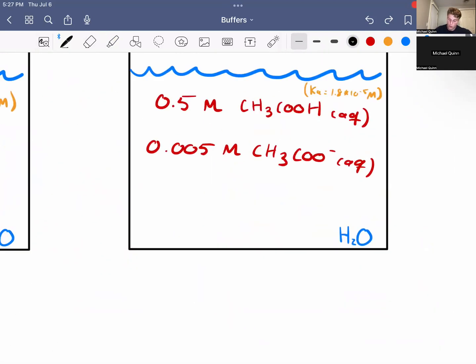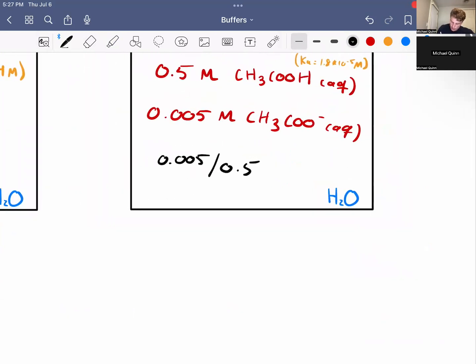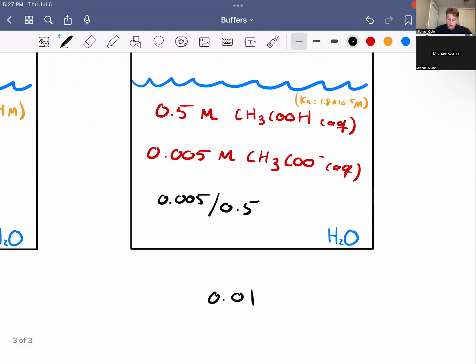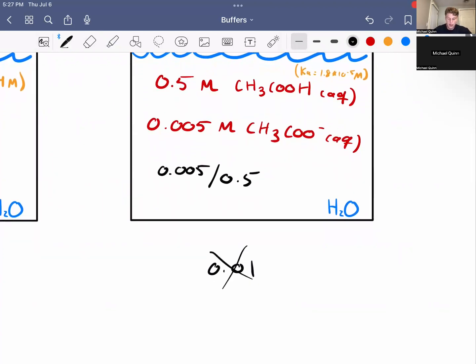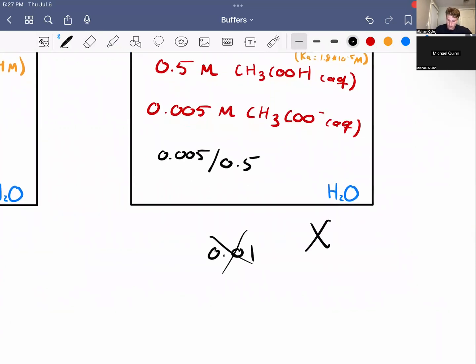Let's see if that works. So we have 0.005 over 0.5, which will give us 0.01. So the ratio of our base to acid needs to be within 0.1 to 10. So this does not meet that requirement. So this is not a buffer.